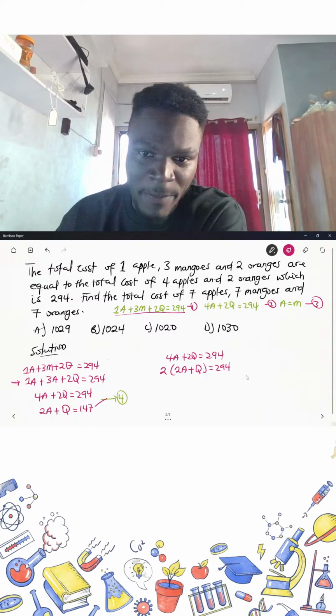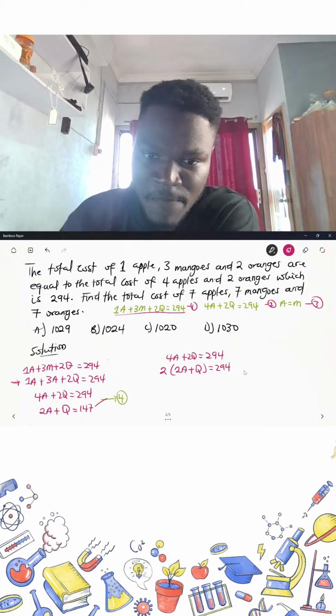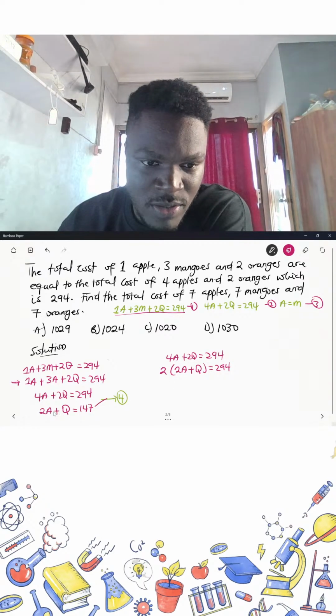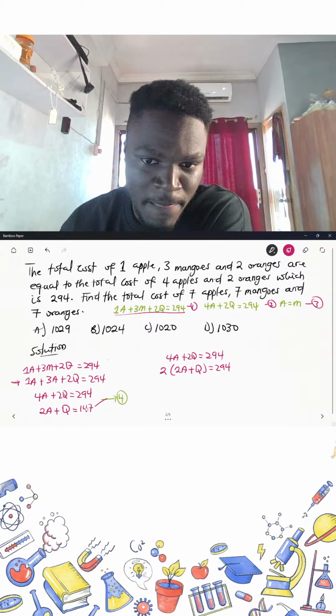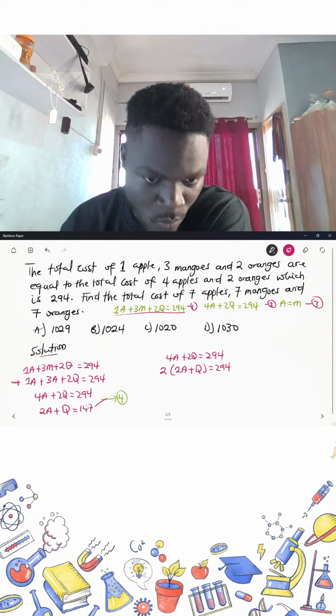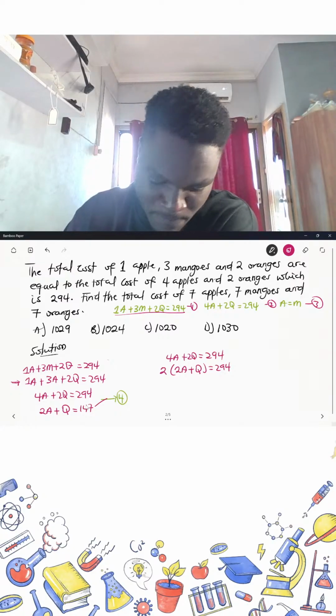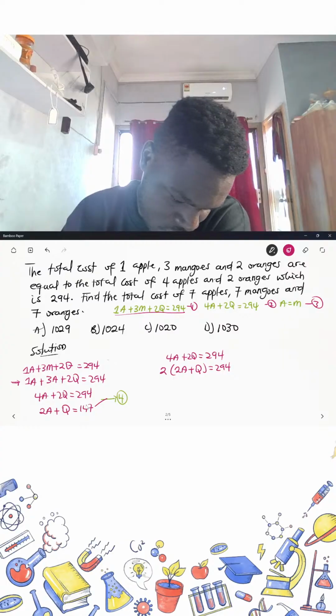So Kunal, I hope up until this point you understand. If you do, let me know in the live chat. So from here, in place of 2A plus Q, I'll put the 147 over there. No, if I do that, that will not give me the answer that I want, because I need to find the individual values.